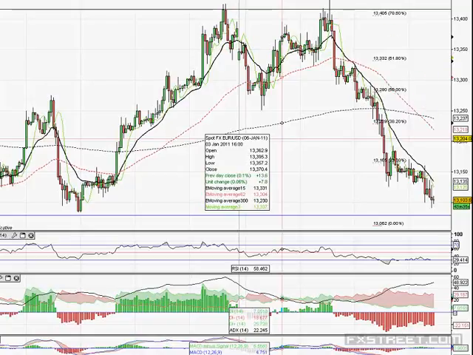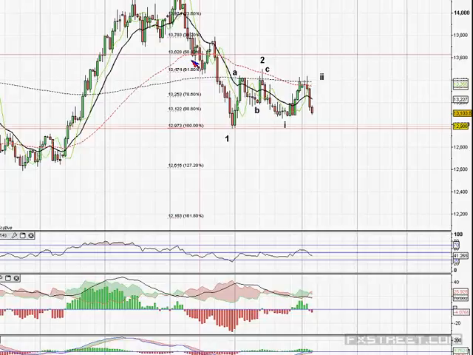Okay, we might as well start here. Still a bear. Since about the middle of here, I've been a long-term bear. This was an ABC sequence up. This now looks like ABC to form two. So one, two, and then three down.